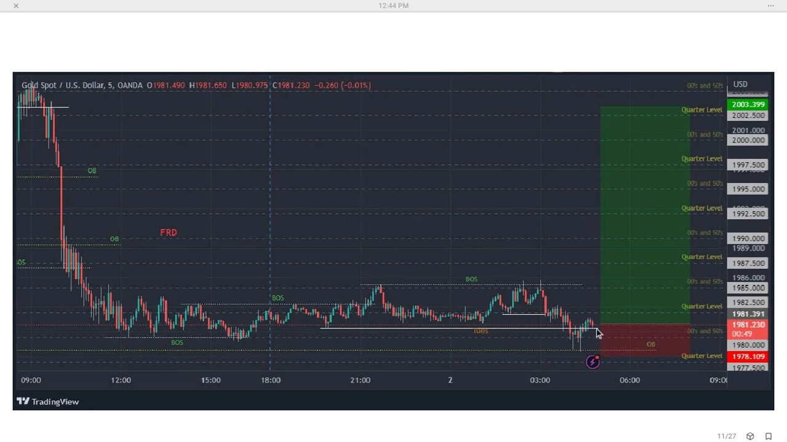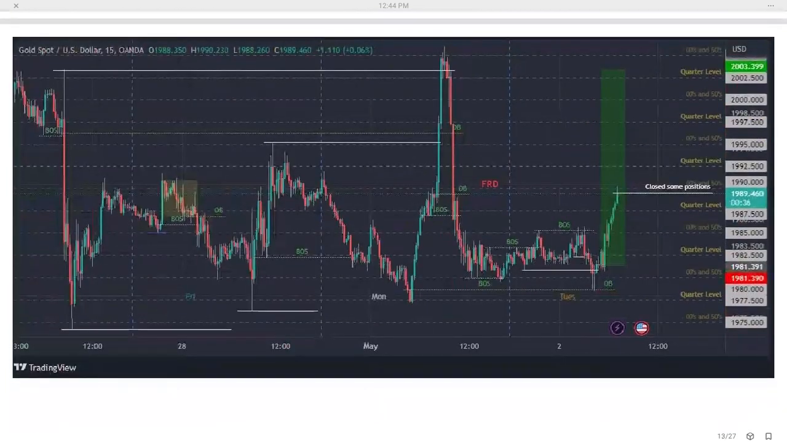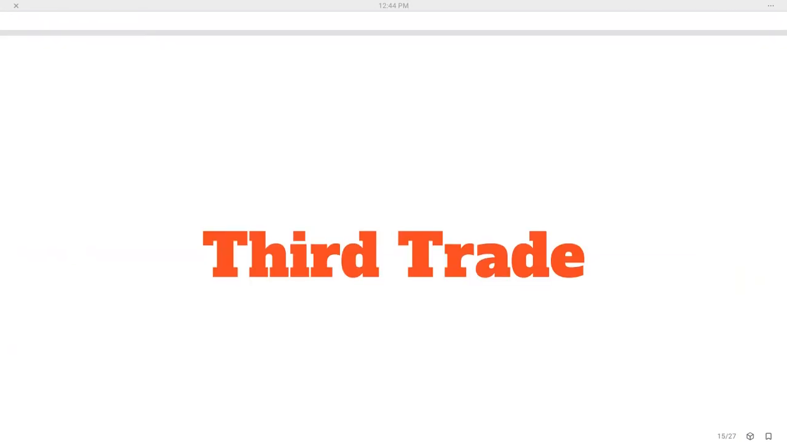So in this case, I enter the trade here. This is what it looks like on a 15-minute time frame. Took some partial profits and price action eventually used take profit and beyond.